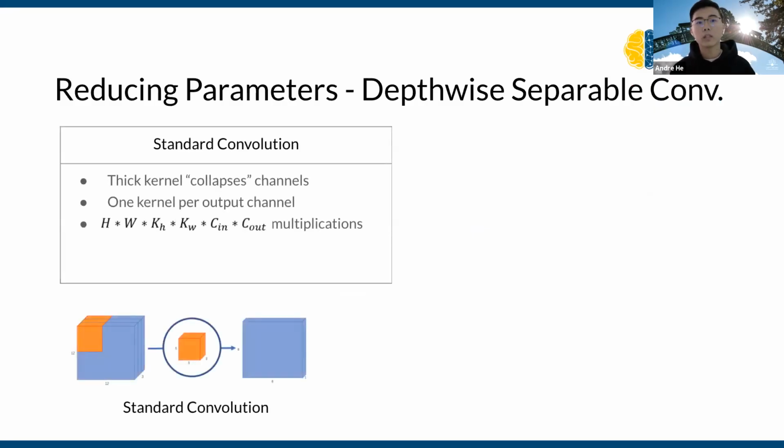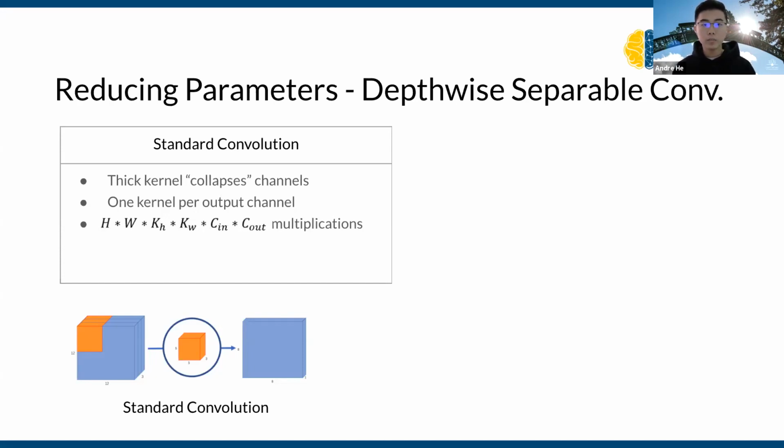Now, one technique that MobileNet v2 uses to reduce the number of parameters is what's called a depth-wise separable convolution. Now, if you look at our standard convolution layer, we have these kernels that convolve across all the channels of the input image. They essentially collapse the input channels into one output channel, and in order to produce more output channels, we would need more of these k by k by c kernels.